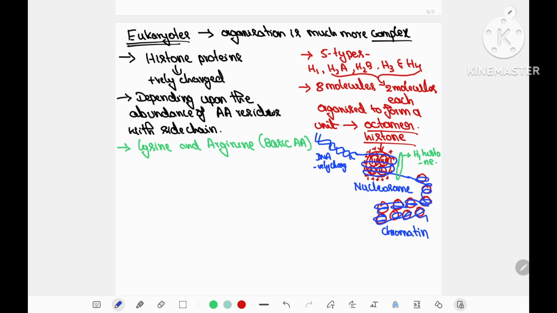This is very, very important. Many nucleosomes together will form a structure called chromatin, and this chromatin can be seen during interphase, when the cell is at rest.